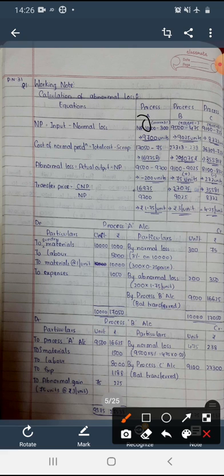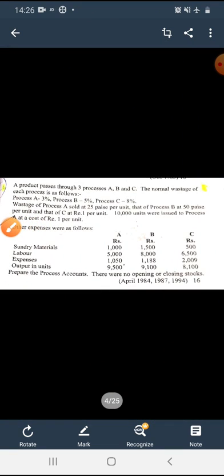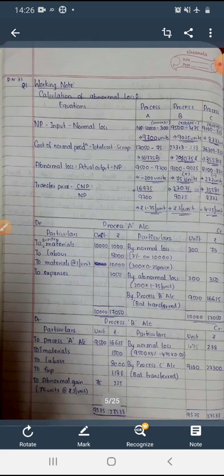Next, cost of normal production. How to calculate? Total cost divided by output. To find out the total cost, we have to prepare the process A account. First you have to make this column and leave some inner space, then you start the process A account. Now under the process A account, first you have to enter the materials. See the problem, what things are there? First one, 10,000 units were issued to process A at rupees 1 per unit, right?